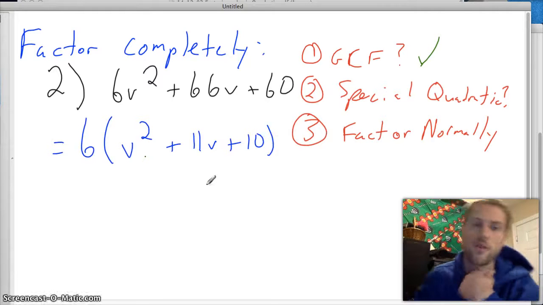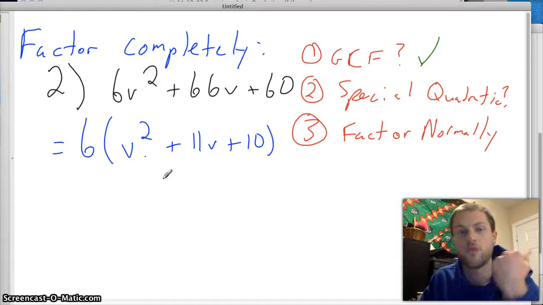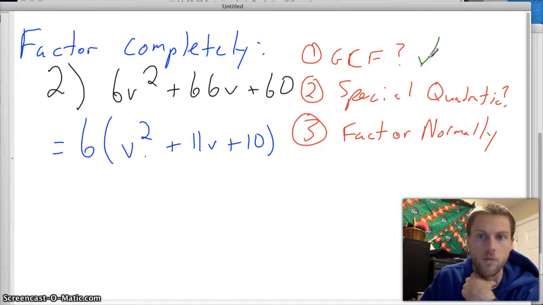If you're still having some trouble on this GCF stuff, be sure to check out the video that I did before about factoring polynomials just by factoring out GCFs. But this is what I'm left over here. So I've got the 6 on the outside, and then inside I still have a quadratic, and now I want to factor this even further. So again, double check that you've pulled out the greatest common factor. I can't pull anything out of here. We're going to go through our checklist.